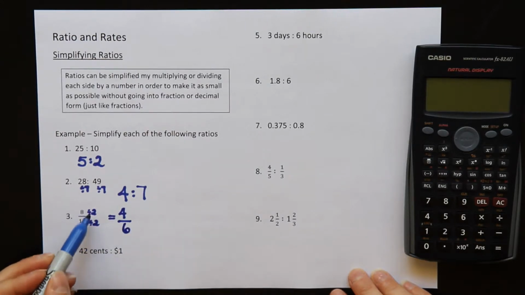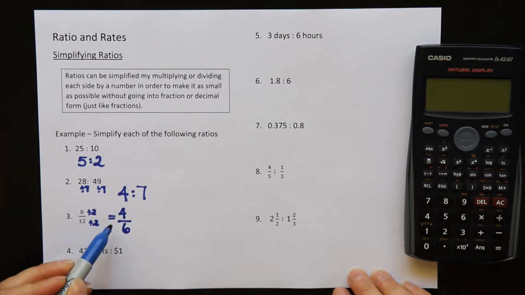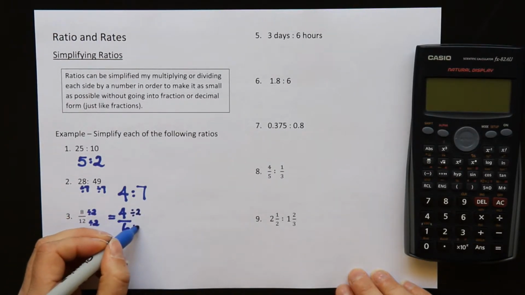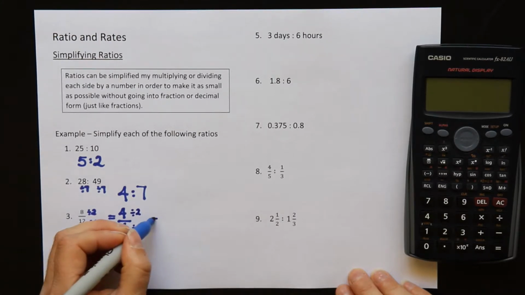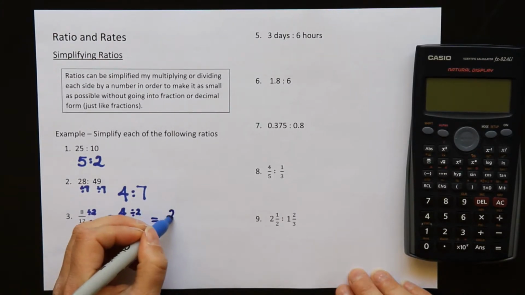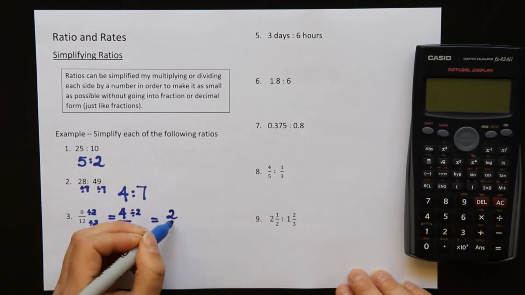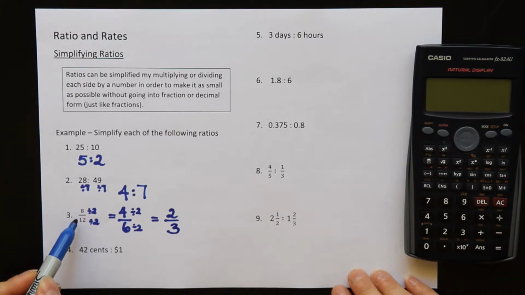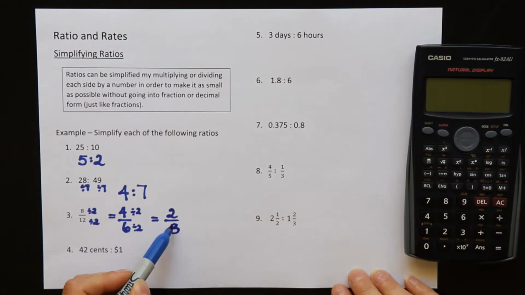But because I just chose a small number, because I chose 2, this can actually still be simplified further. I could divide this by 2 again. That would give me 4 divided by 2 is 2, and 6 divided by 2 is 3. That can't be simplified any further. So I could have divided this fraction by 4 straight away to get straight to this answer. Sometimes you don't always see the biggest number straight away, so you might have to do a few steps to get to your answer, and that's okay too.